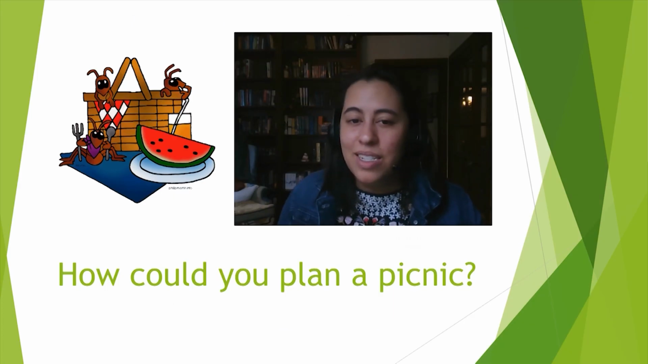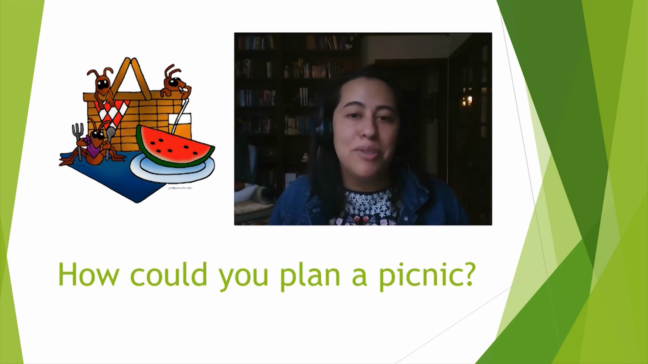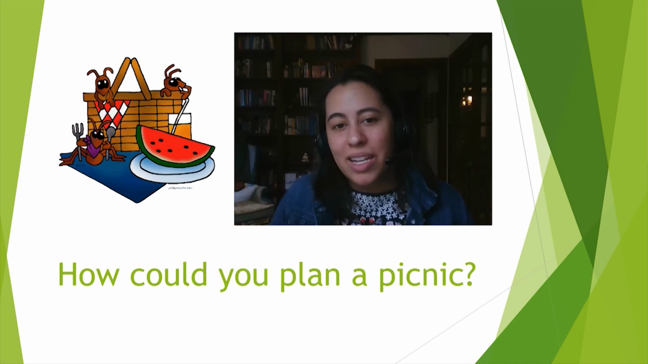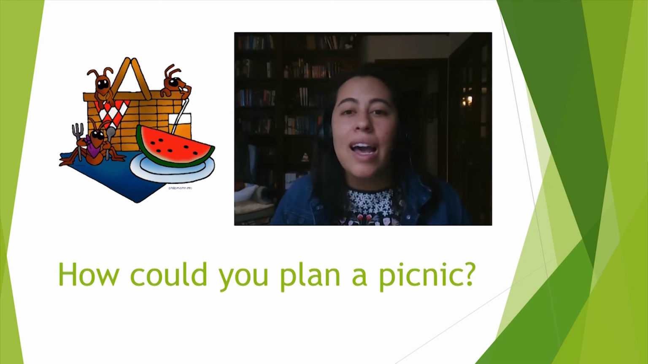So today we were able to cut rectangles into halves, thirds, and fourths, and use our pictures to decide if we could share food equally among the ants that came to a picnic. Now I want you to think, how could you plan a picnic? If you were going on a picnic, who would go with you? What would you bring? And how could you cut things into equal parts to make sure that everyone got an equal share?